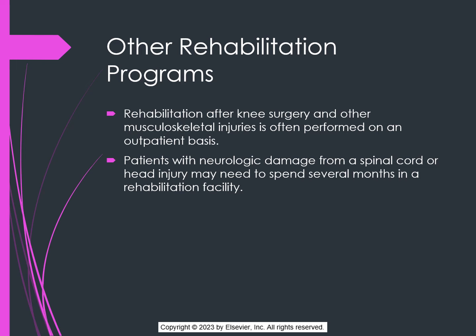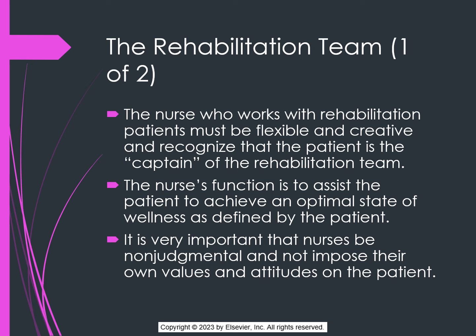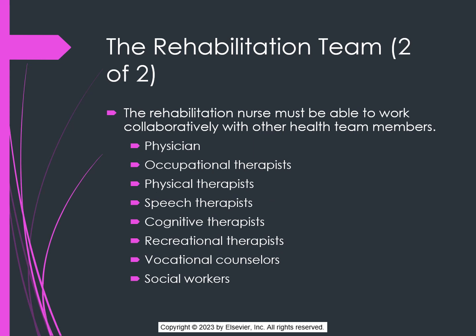This means that the patient is not only the focus of the rehabilitation team, but also a member of the team. Your function is to assist the patient to achieve an optimal state of wellness as defined by the patient. Besides the healthcare provider, occupational, physical, speech, cognitive, and recreational therapists, vocational counselors, and social workers will also be a part of the team. A collaborative or interdisciplinary care plan is followed so that each member of the team is aware of what treatment and education the patient is receiving.